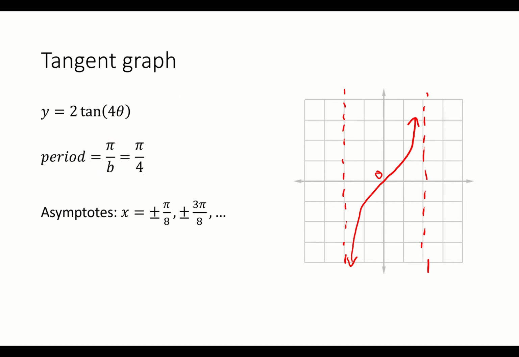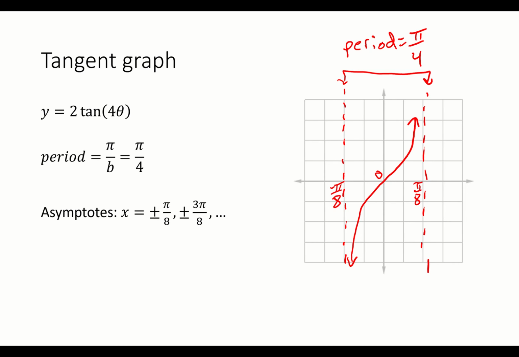All right, now, period's pi over 4. So that means that the distance between the asymptotes is going to be the period. In this case, the period is pi over 4. That's the distance between these asymptotes. So that means that one of the asymptotes is going to be at pi over 8, the other at negative pi over 8, because an eighth of a pi plus another eighth of a pi equals a quarter of a pi, or pi over 4. So you've got to be a little bit careful with thinking about what the period is and spacing out where your asymptotes are, making that all work out with where the origin's located.